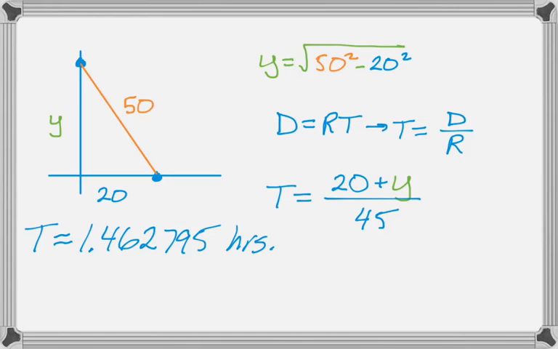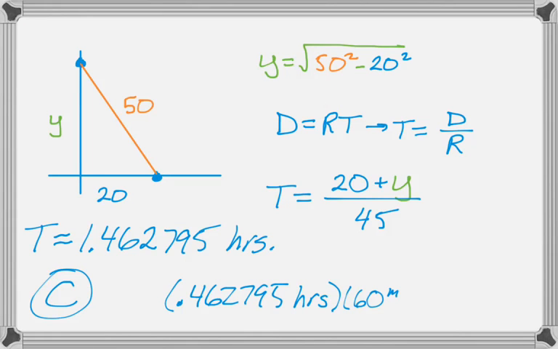The answer is C because you have slightly less than 1.5 hours, and 1.5 hours would be an hour and 30 minutes. So the answer is C, but you might also just do this conversion. So take the decimal part, which is in hours, and multiply it by 60 minutes per hour, and that would give you about 28 minutes. So an hour and 28 minutes. So C is your answer.